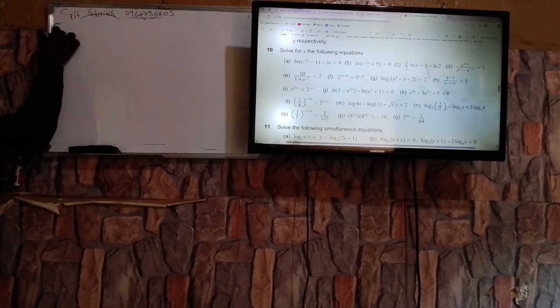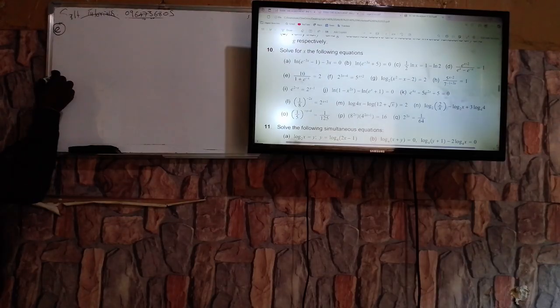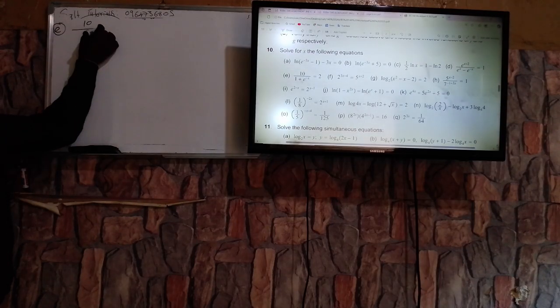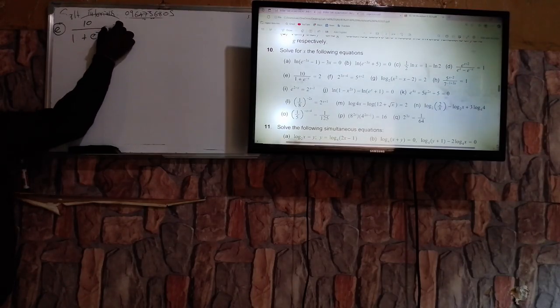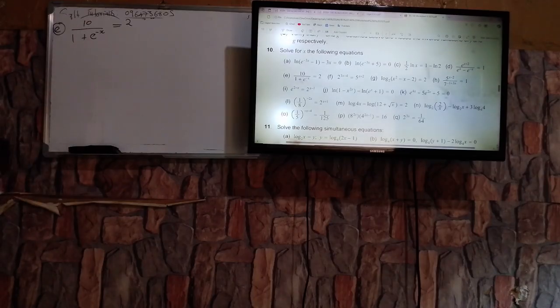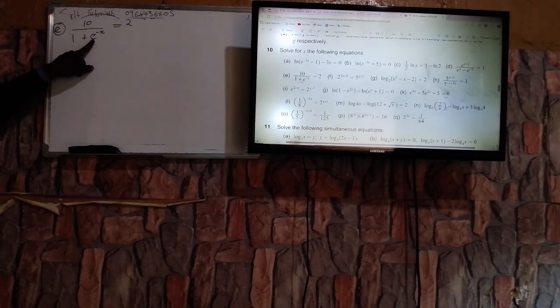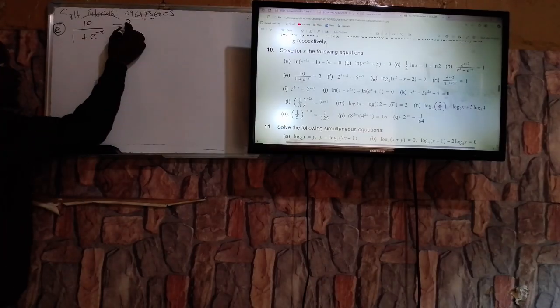So on E there, we have 10 over 1 plus e power negative x. We are solving for x there as well. The variable here is on this guy. So this is over 1.